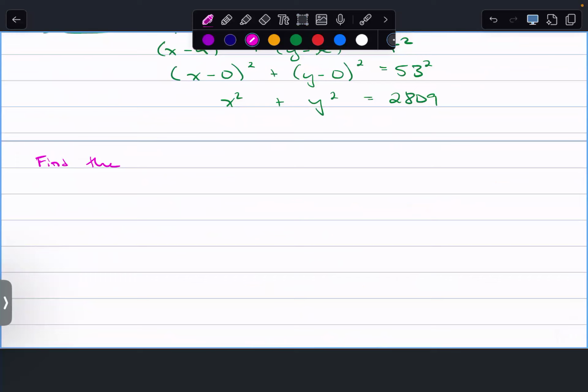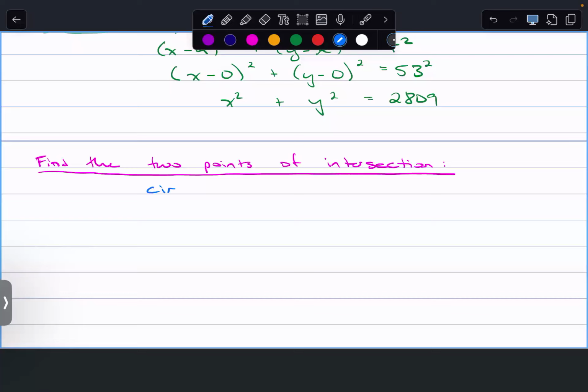Find the 2 points of intersection. Right, we need those points to find the distance between the two. Right? So find the points of intersection. That's where the circle, oops, should use the same colors, is the same as the line. Okay.